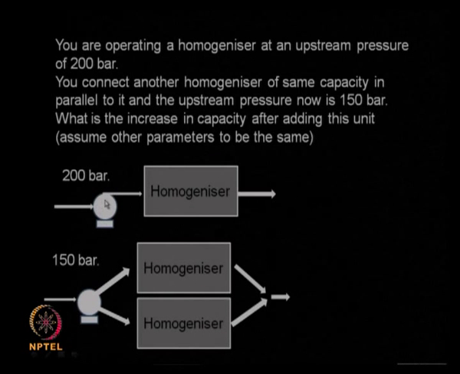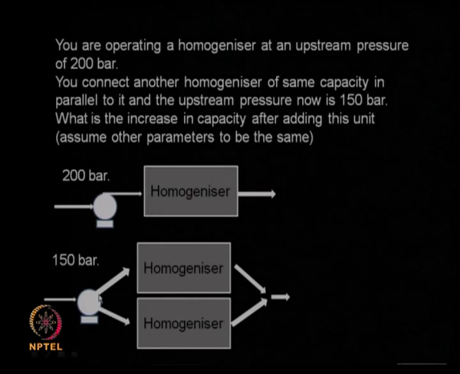We have not changed the pump, we have just added one homogenizer, and because of that the pressure has gone down. So capacity is going to increase, but definitely it might not be double the capacity because the pressure has gone down, right. So what is the most important thing? Capacity is directly proportional to pressure, correct. Capacity is directly proportional to pressure. So here it is 200 bar, here it is 150 bar, but here you have two homogenizers of the same capacity.